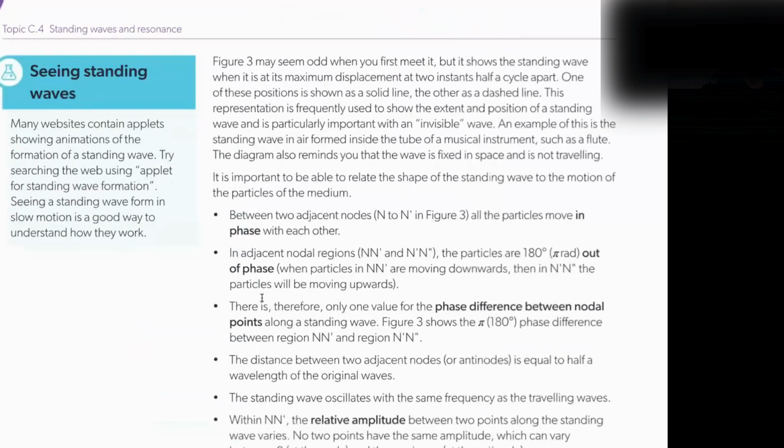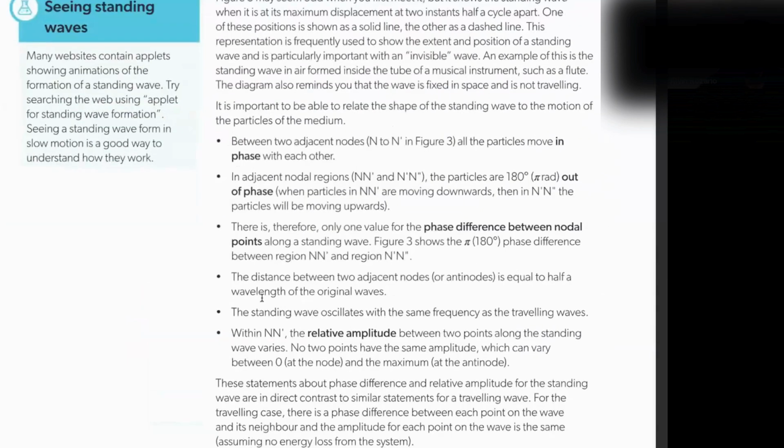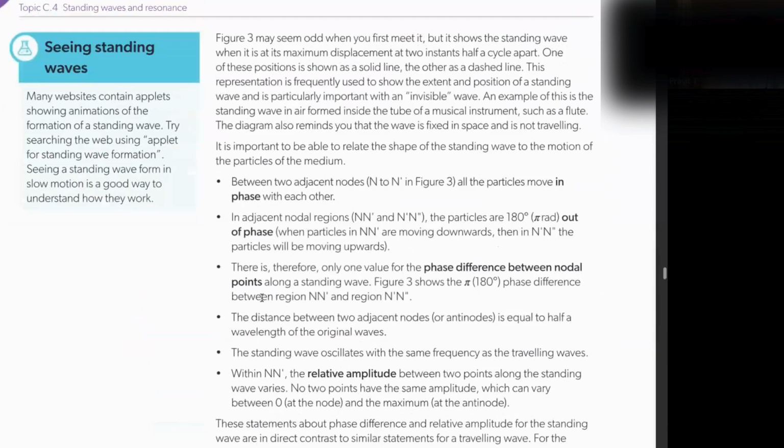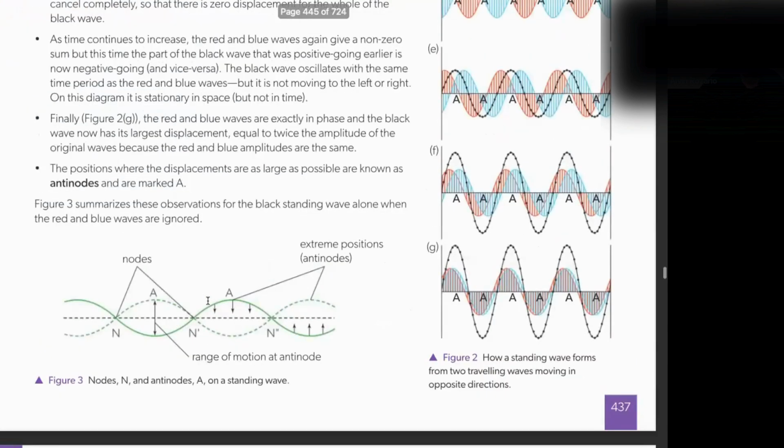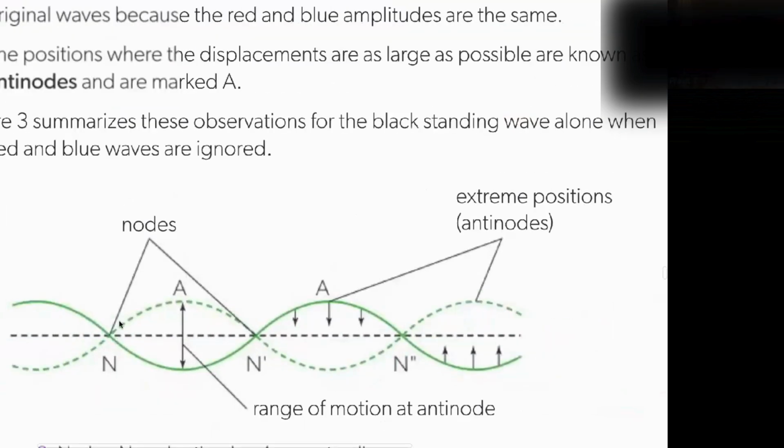Now, a few things we should know about the phase of the standing wave. Between two adjacent nodes, all the particles move in phase with each other. Do you agree with that? Let's look into why. There are two nodes, N and N dash. So all the particles here and all the particles here are in phase with each other.